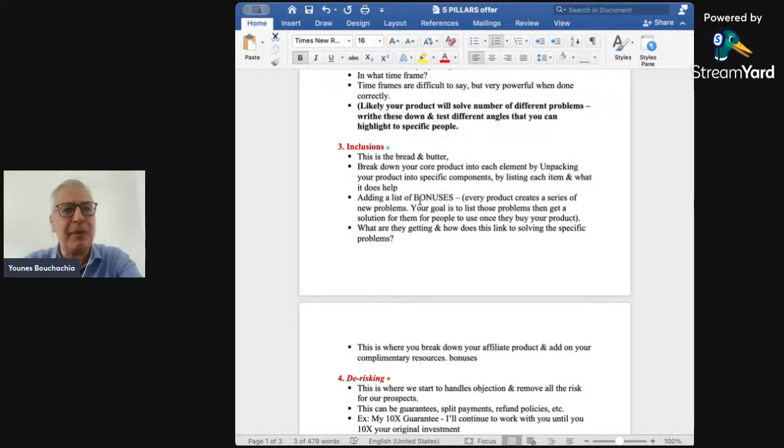So the list of bonuses is basically you want to make sure that you understand what your core offer does and what problem it solves. Once you identify and define the core problem it solves, the next step is to define the list of problems that core offer creates, because with every problem that we solve, we create a series of other small, tiny problems. Those are what we want to list, give solutions to, and add as bonuses so we can increase the high perceived value.